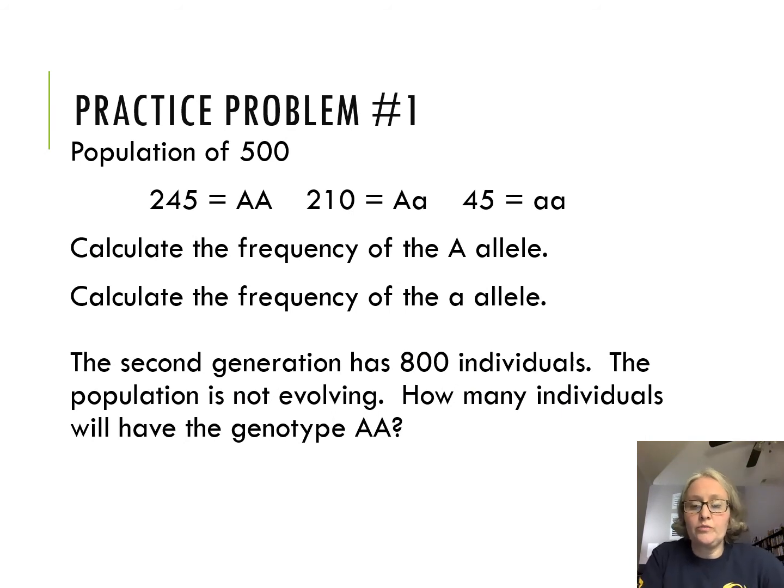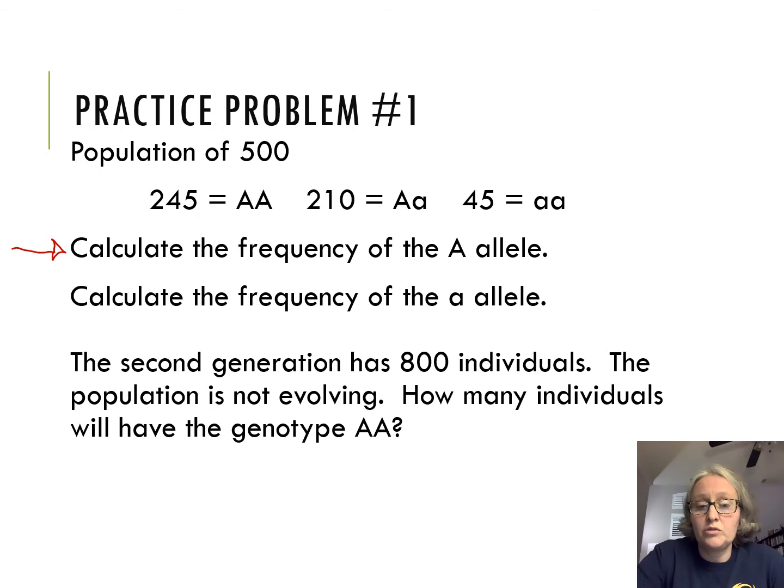So here's our first practice problem. We have a population of 500, 245 are homozygous dominant, 210 are heterozygous, and 45 are homozygous recessive. The first thing that it asks is for us to calculate the frequency of the dominant A allele. Okay, so when we're trying to figure out frequency of the dominant allele, we just need to count up the total number of letter A's and divide them by the total amount of alleles. Sort of like we did with our moths, just this is a lot more.